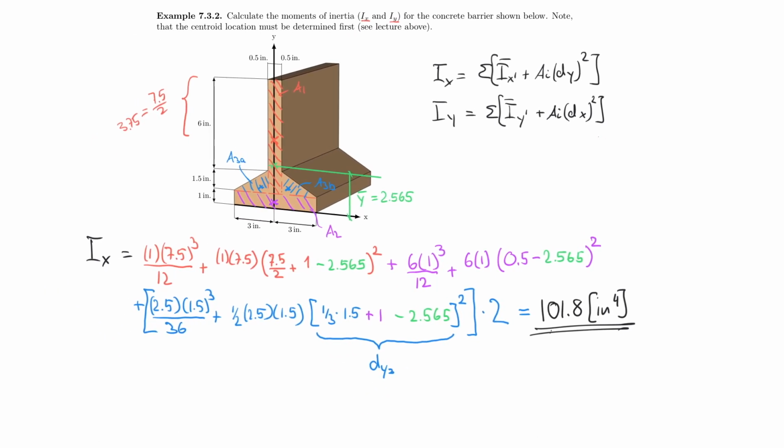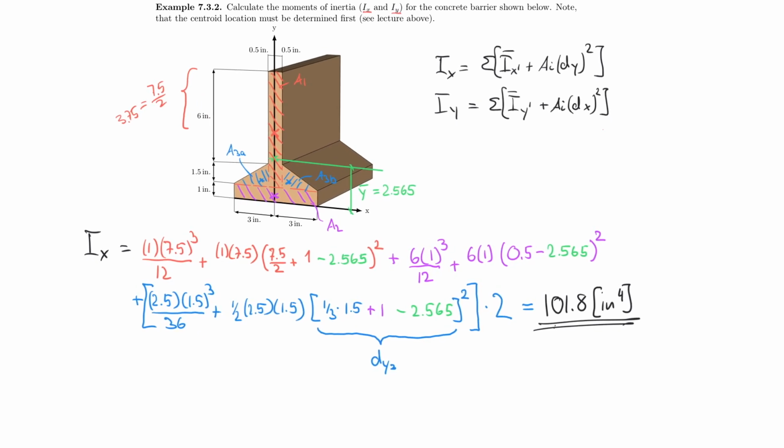Now let's take a look at our IY. So that is the moment about the y-axis. So IY would be equal to, now my base times height changes, right? So my height now is in this direction. So base is 7.5. So 7.5 times 1 cubed, which of course doesn't matter, divided by 12, plus the area multiplied by 0. Right, so I don't worry about this in this case.